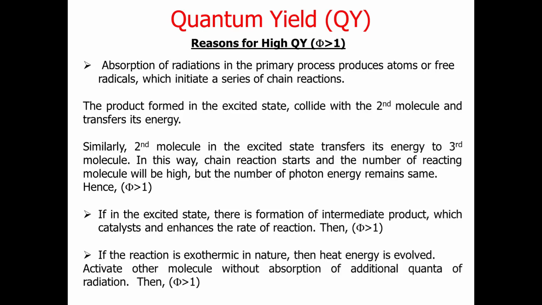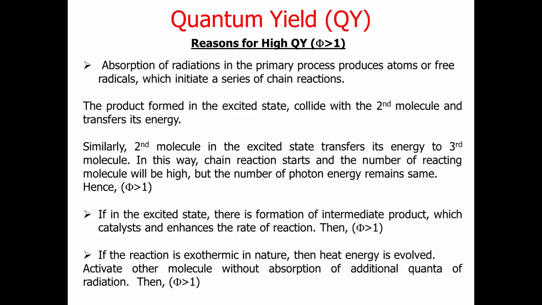If the reaction is exothermic in nature, then what happens? Heat energy is evolved. So when the heat energy is evolved, the corresponding energy value becomes high. Then it basically activates other molecules without the absorption of additional quantum radiation. Then the phi value should be greater than 1.